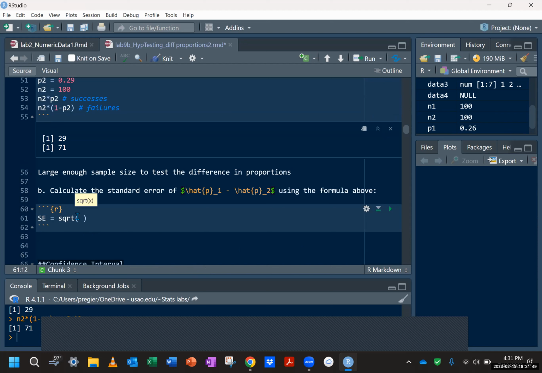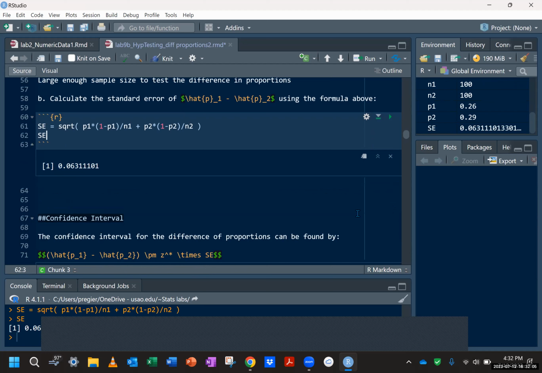So we got the square root of two different things, P1 times 1 minus P1 divided by N1, plus P2 times 1 minus P2 divided by N2. So if we do that right, let's check what the standard error is, 0.063. What this tells us is our sampling distribution, whatever it looks like, will have a standard deviation of 0.0631.